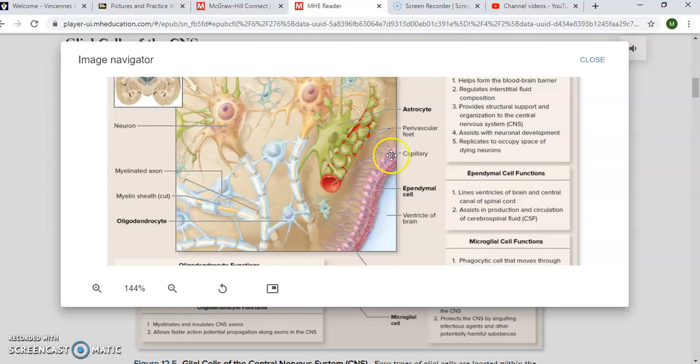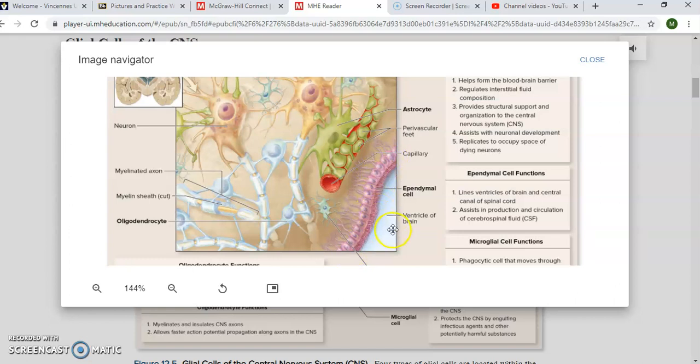So the role of the ependymal cells is to help produce the cerebrospinal fluid, because we continually produce new cerebrospinal fluid and the old gets drained and then we produce more. So the ependymal cells help produce the cerebrospinal fluid. And they also help to circulate it.